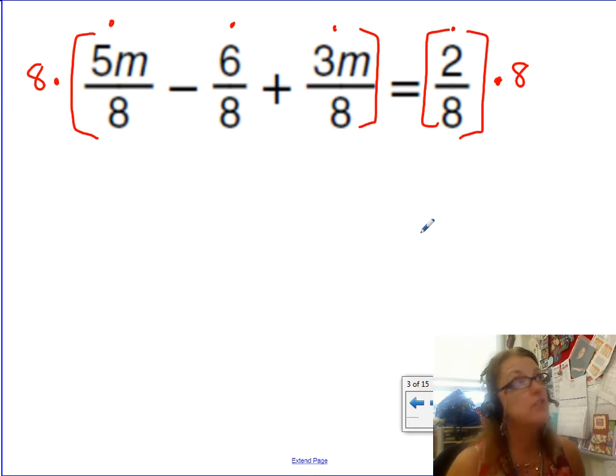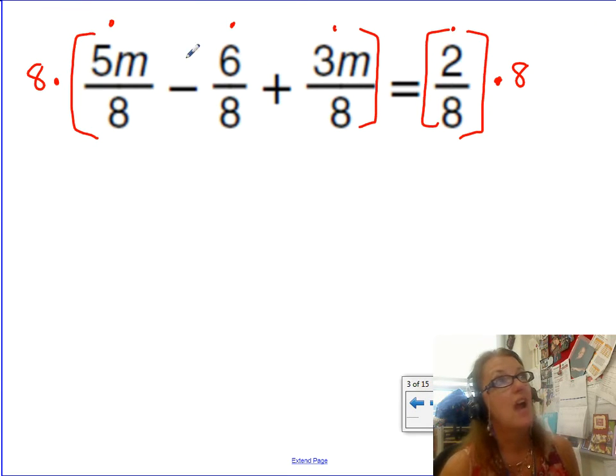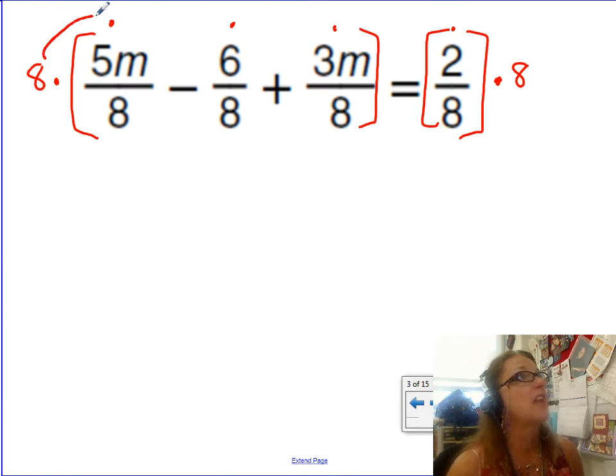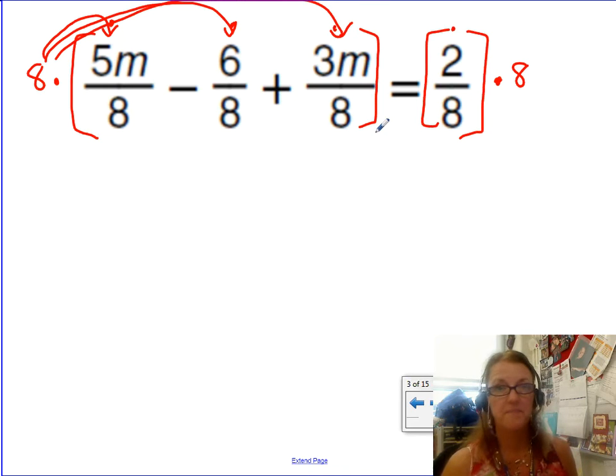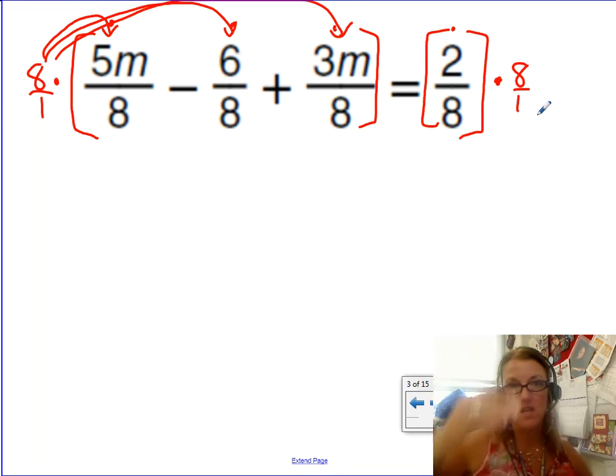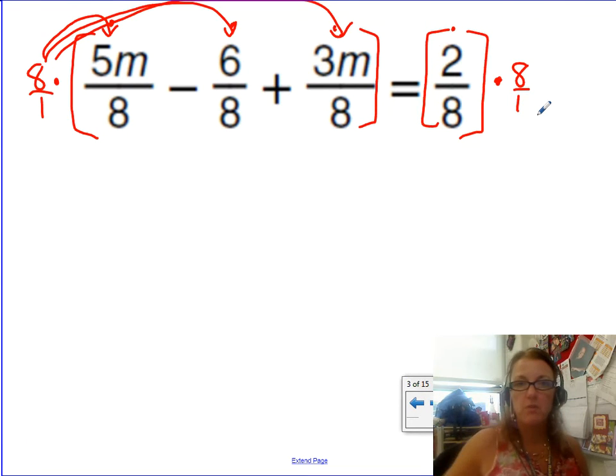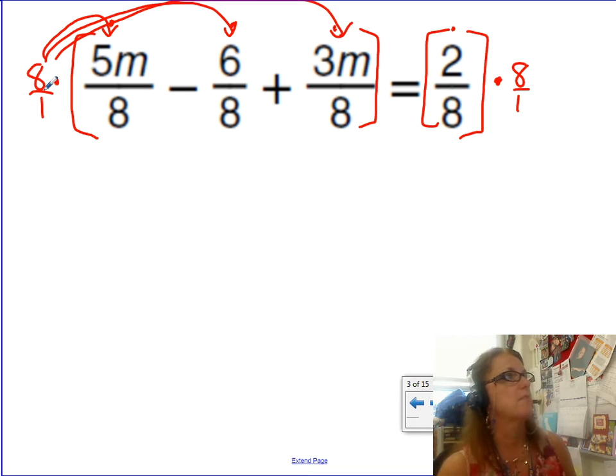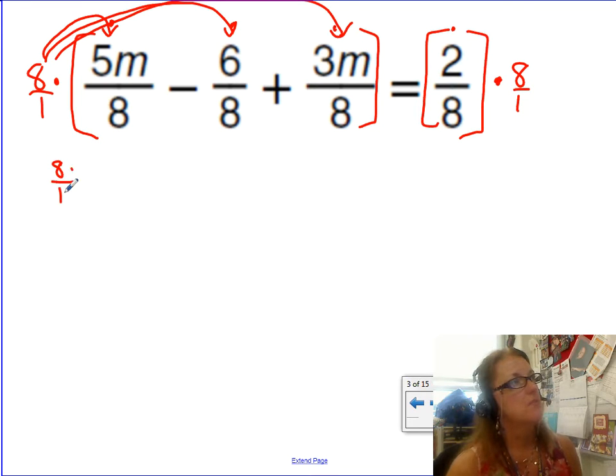Now, since I have 3 terms here on the left side of the equation, I have to multiply 8 times this, and then 8 times this, and 8 times this, okay? And since all of these are fractions, if it's more helpful for you to think of this as 8 over 1, and remember when we multiply, we just go vroom, across the top and across the bottom. So really, 8 over 1 times 5m over 8, now I'm going to kind of do this the long way, but I want you to see what's going to happen.